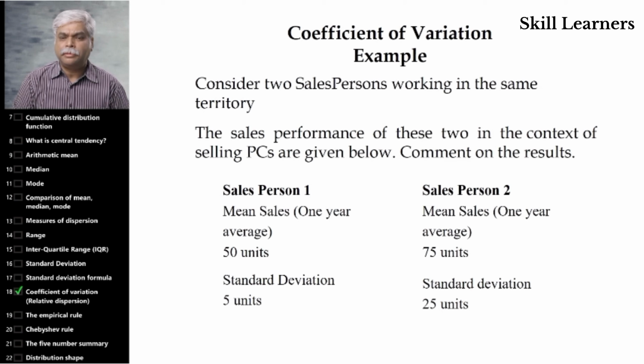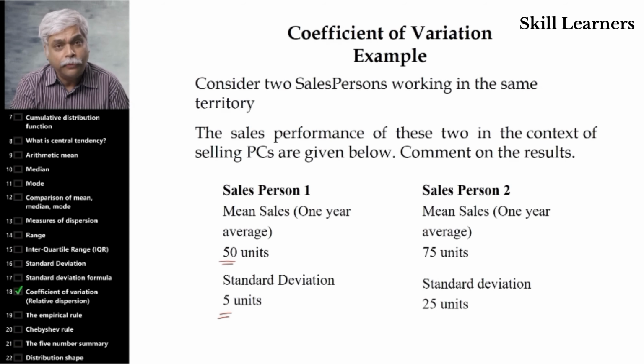There are two salesmen working in the same territory. Who's better? Who would you give more commission to? One of them achieves an average of 50 sales, 50 units per year. Year on year, he sells on the average 50 with a standard deviation of 5 units. Does he sell 50 every year? No. Does he sell more than 50? Some years. Less than 50? Some years.